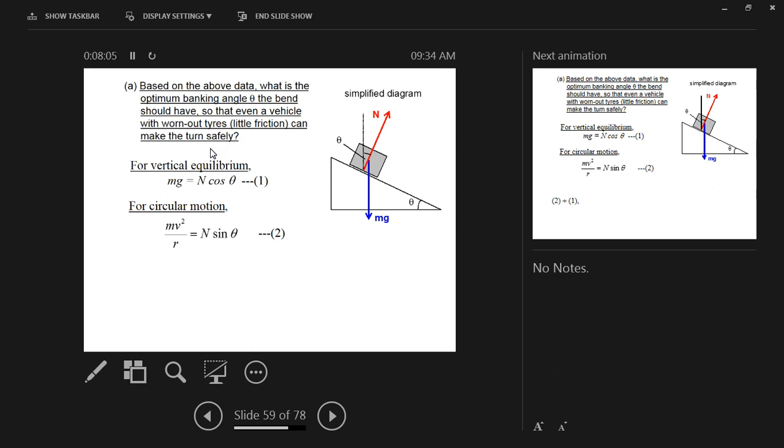So what's the best way to solve for theta with equation 1 and 2? What will you do? Divide? Yes, divide. You can take equation 2 divided by 1, and then you work for your theta.